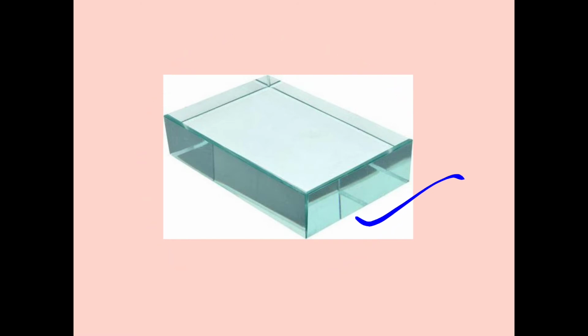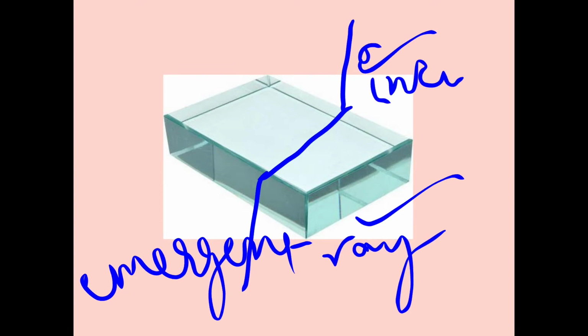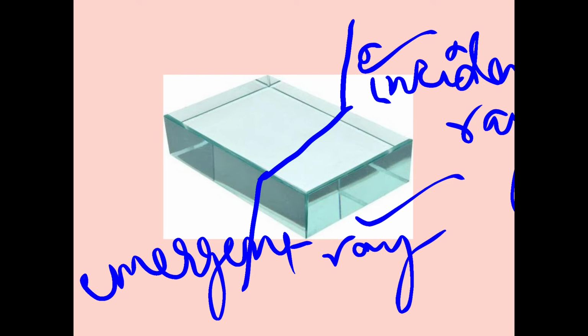So what happens when we incident a ray of light through one face of this glass slab? It gets refracted inside it and comes out like this, right? This is our incident beam of light and this is our emergent ray of light. We can see here the emergent ray is parallel to the incident ray. Why? Because it has parallel refracting surfaces. But here we can see it is slightly displaced laterally, right?